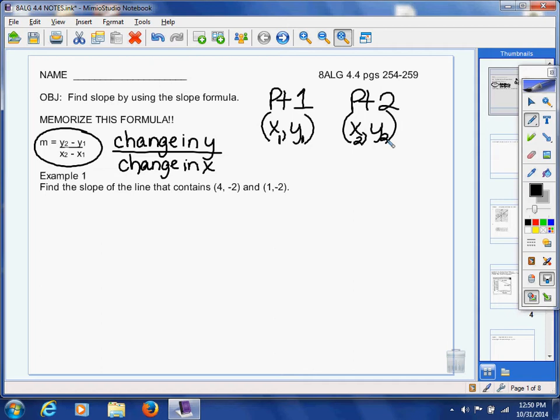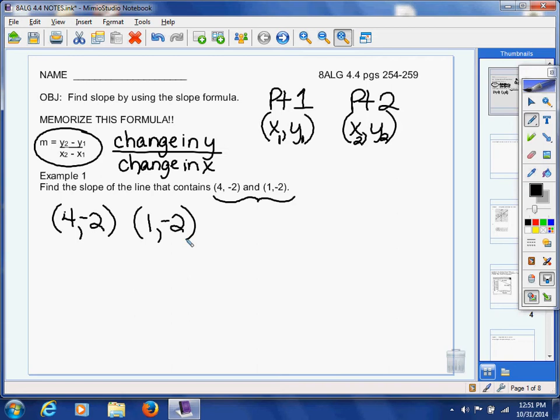It is asking us to find the slope of the line that contains these 2 points, (4, -2) and (1, -2). Well, we want to distinguish between them. We want to pick one of them to be point 1 and the other one to be point 2. And guys, it doesn't matter which one you call point 1 and which one you call point 2. It really doesn't matter. Just pick one of them, okay?